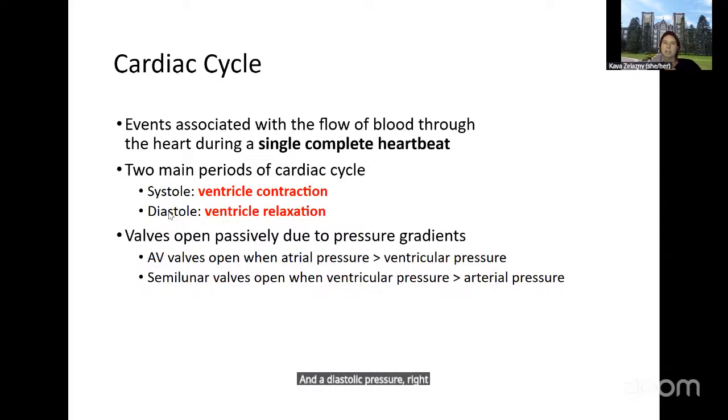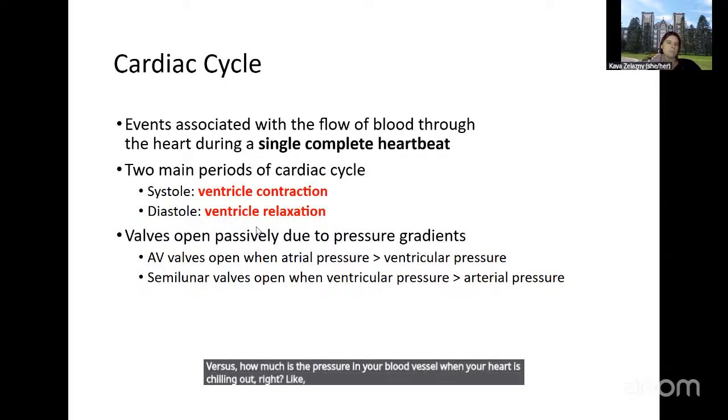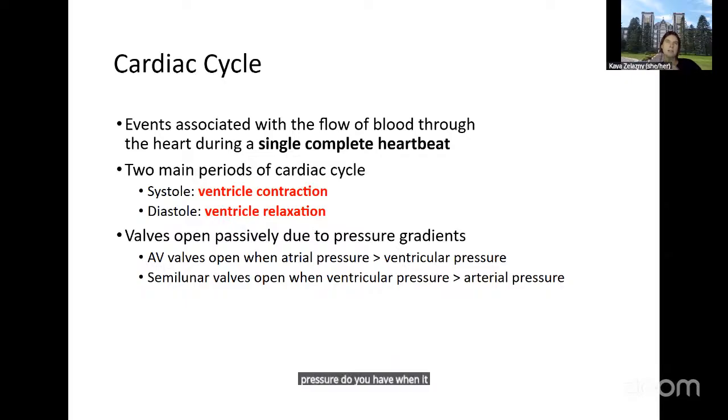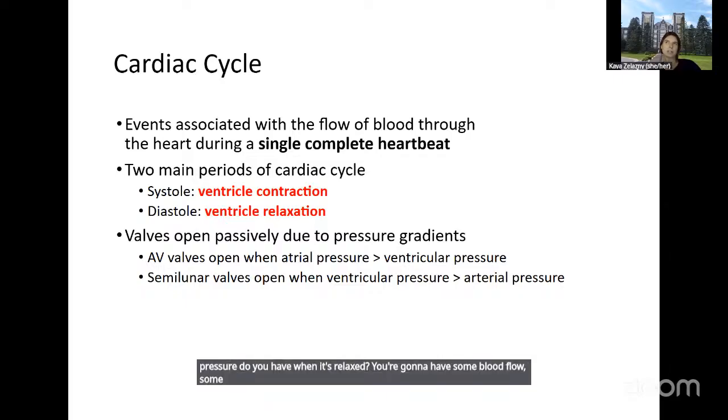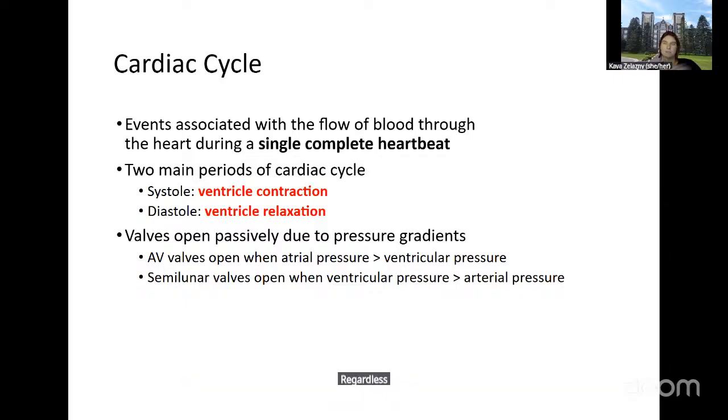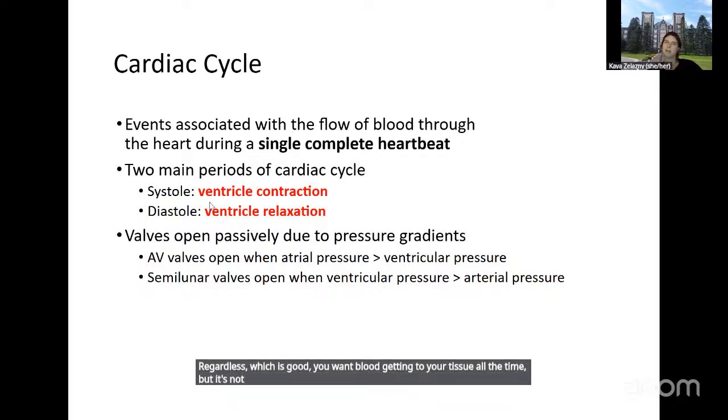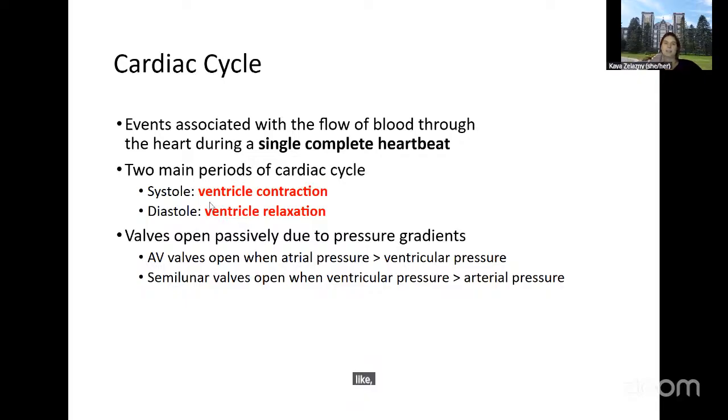What they're measuring is how much pressure is in your blood vessels when the heart is squeezing versus how much pressure is in your blood vessels when your heart is chilling out. How much pressure do you have when it's relaxed? You're going to have some blood flow, some blood pressure regardless, which is good. You want blood getting to your tissue all the time, but it's not getting there as strongly in different parts of the heartbeat. Okay.